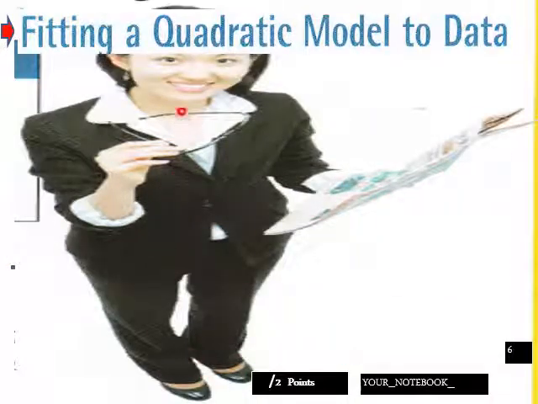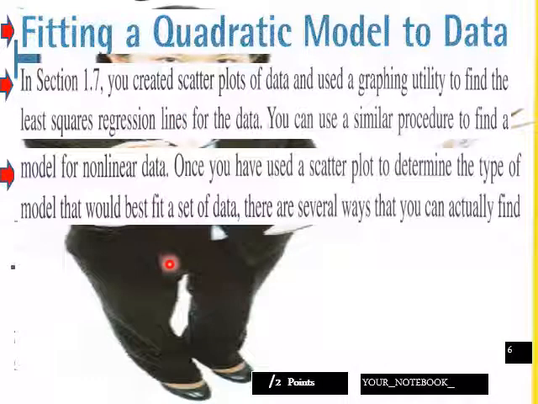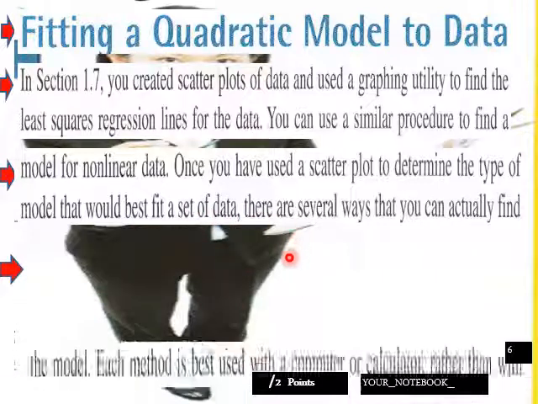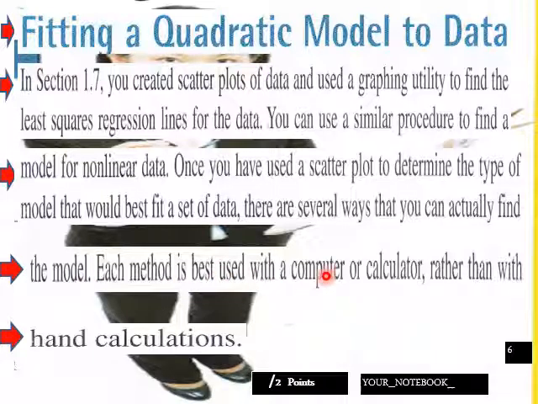Page 6 in your notebook entry, fitting a quadratic model to data. In 1.7, you created scatter plots of data and used the graphing utility to find the least squares regression lines for the data. You can use a similar procedure to find a model for nonlinear data. Once you've used a scatter plot to determine the type of model that would best fit a set of data, there are several ways that you can actually find the model. Each method is best used with a computer or calculator rather than with hand calculations.